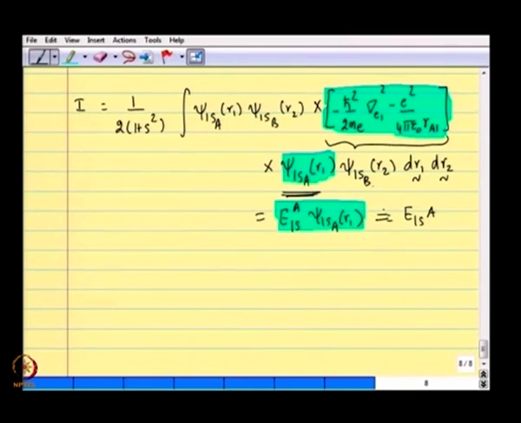The integral gives, so term 1 is 1 by 2 into (1 plus S squared) times E 1s, sorry, it is not A, we have just a superscript A as we write here. What about the next one?